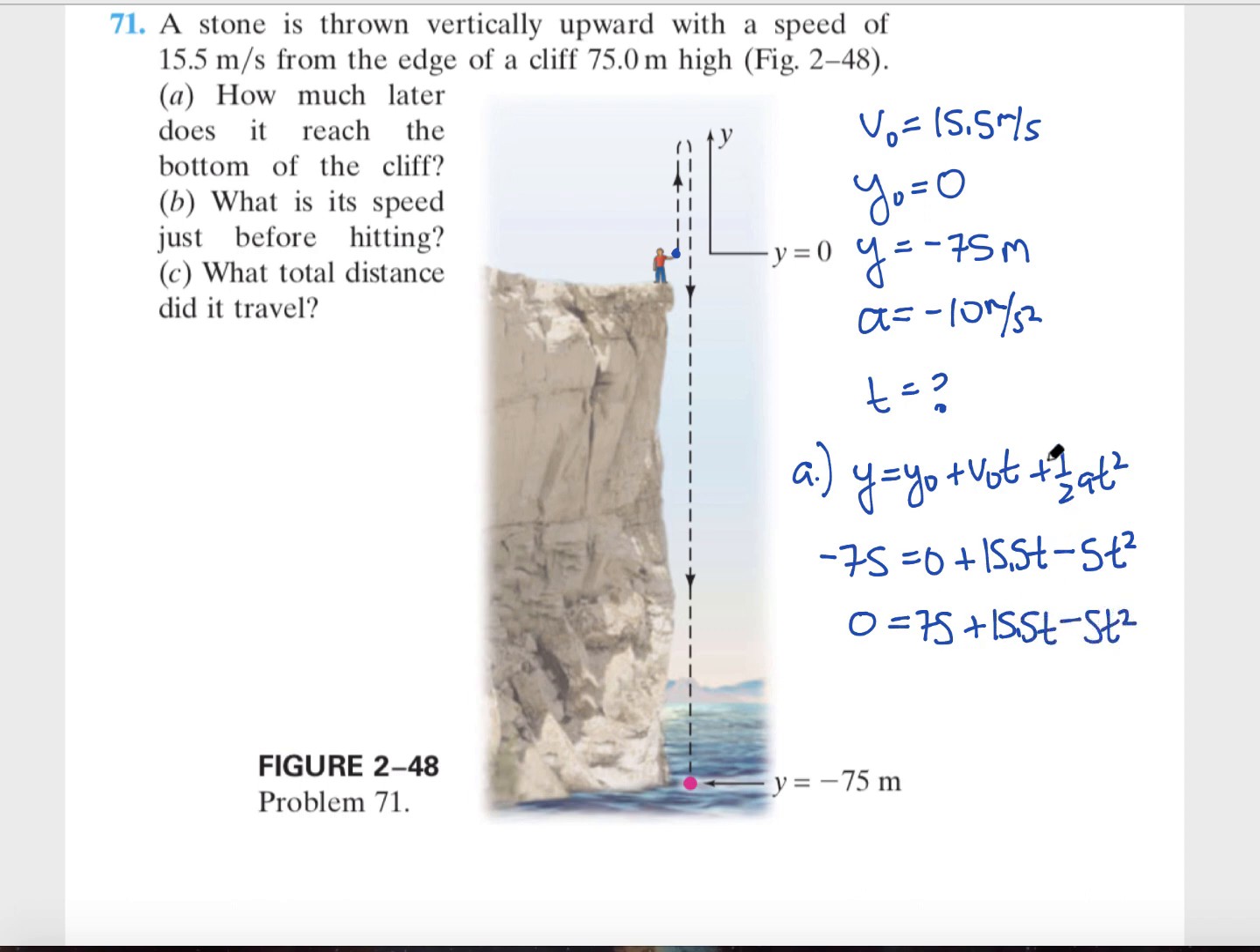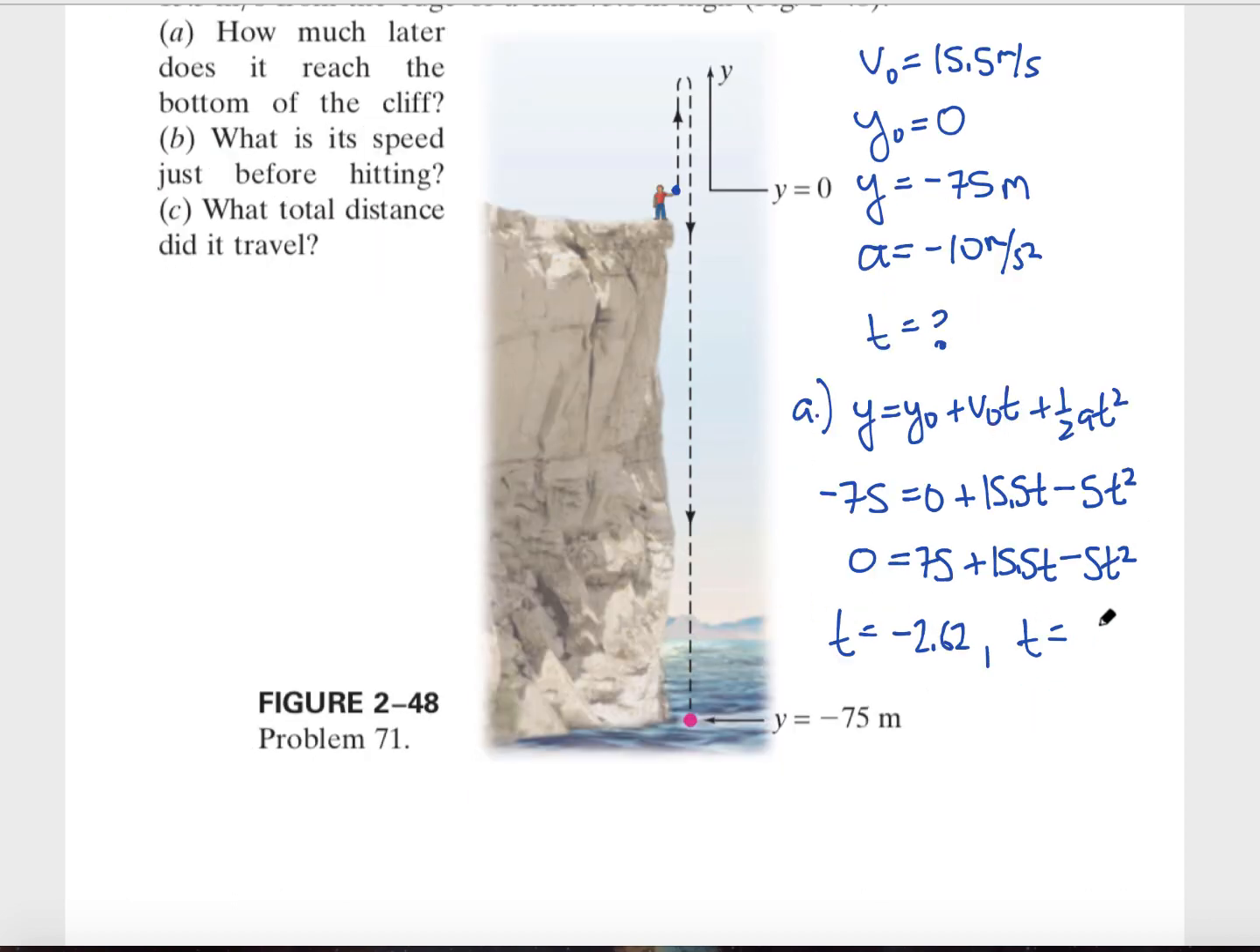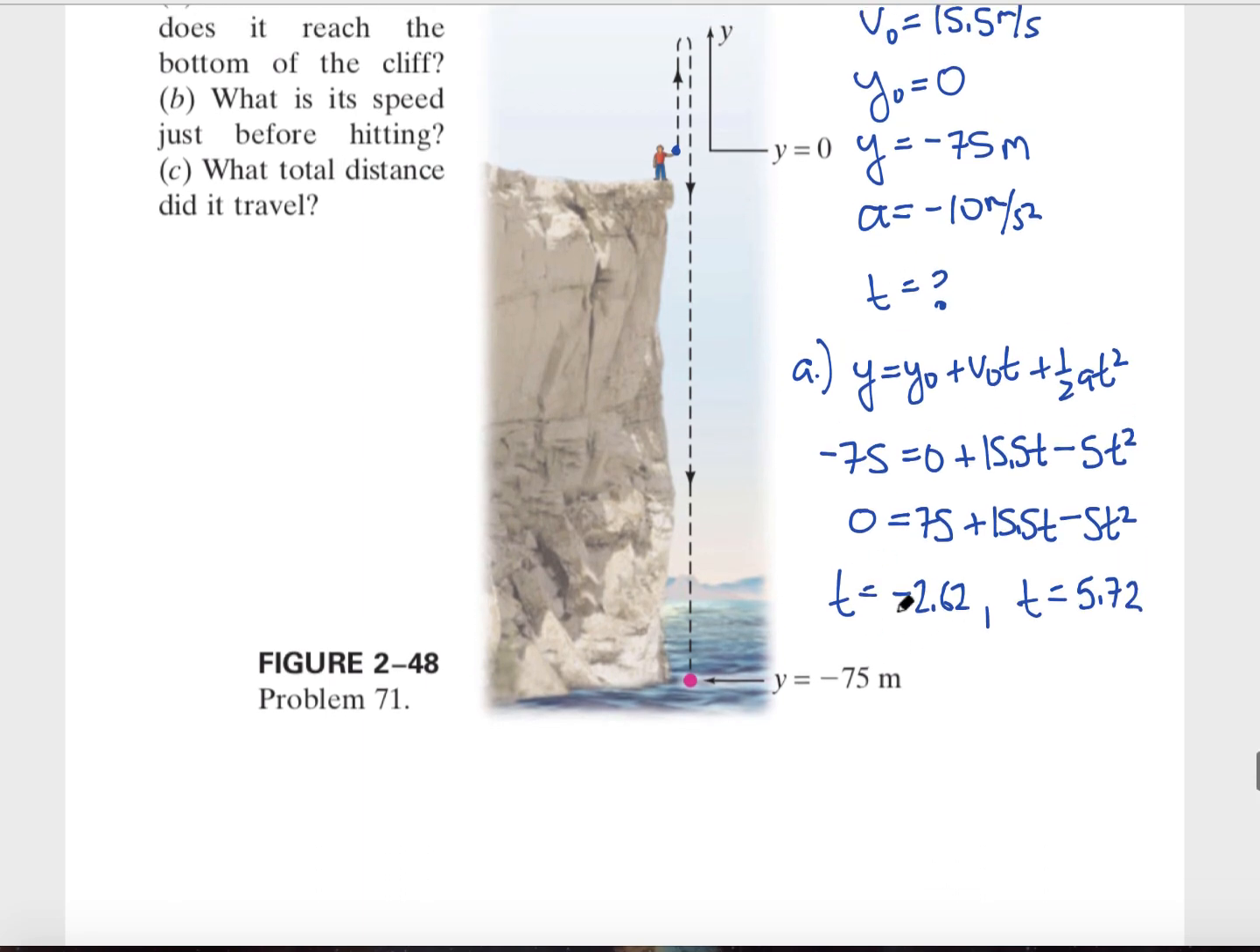So again, we have to solve a quadratic equation. I know, it's terrible. But when you do that, you end up with 2 times. Those times are negative 2.62 and, sorry about that, 5.72. So again, we have this negative number. That would have been if I had started at the bottom of the cliff and thrown it up. So we're not going to use the negative time. We're going to choose the positive time. This is the length of time that it takes for our rock to hit the bottom of the cliff.